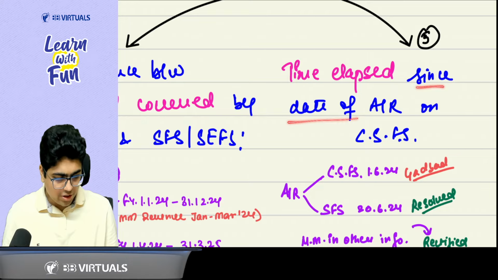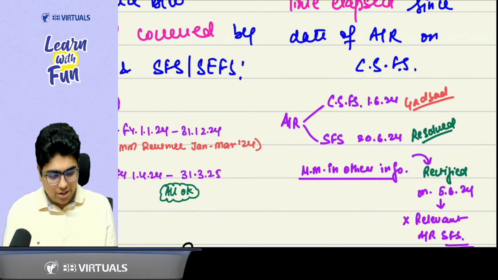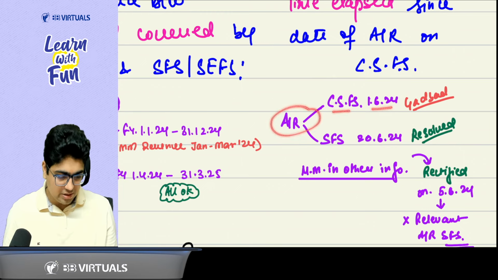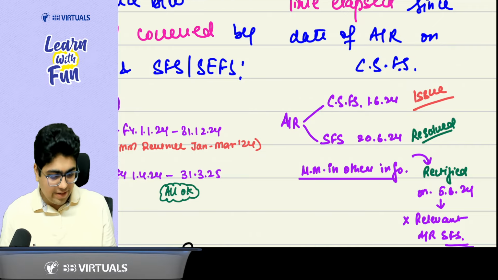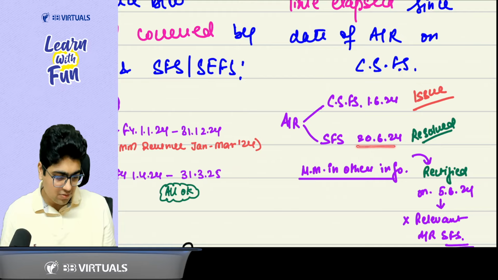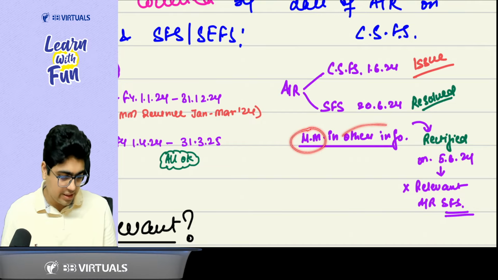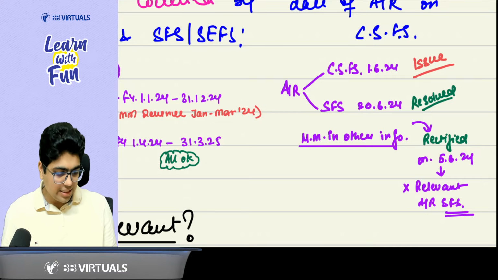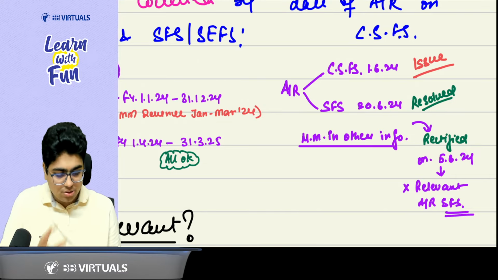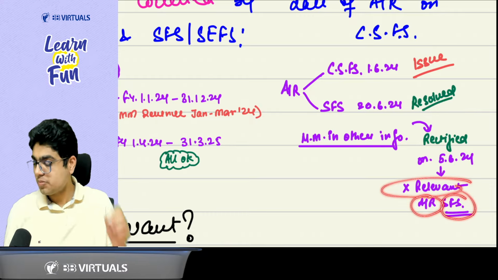Next part is time elapsed: time elapsed since the date of the audit report on the complete set of financial statements. If the audit report on the complete set of financial statements is of 1st June and there was an issue here, and by the time the audit report of SFS came, on 20th June, it has been resolved. What was the issue? There was a material misstatement in the other information, that is the annual report, that was rectified on 5th June. So that problem was present here, but it is not present here. So is it relevant? The answer is no. It is not relevant for the audit report of SFS.